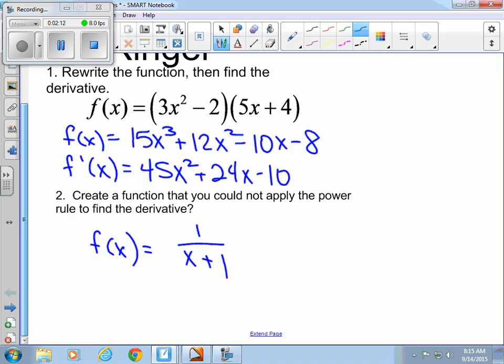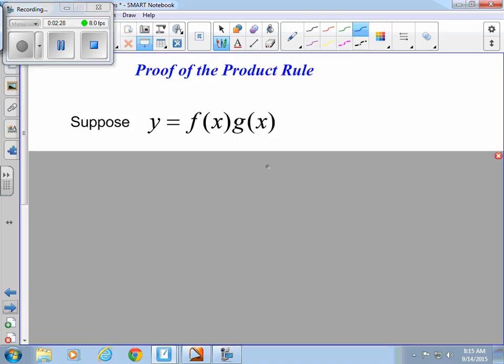So we know that the power rule was amazing, but it's not an end-all. We have more work to do, more things to figure out, how to find derivatives of, hopefully not the long way. Right? So we would like to explore more rules, more shortcuts. And the first one that we're going to look at is the product rule.